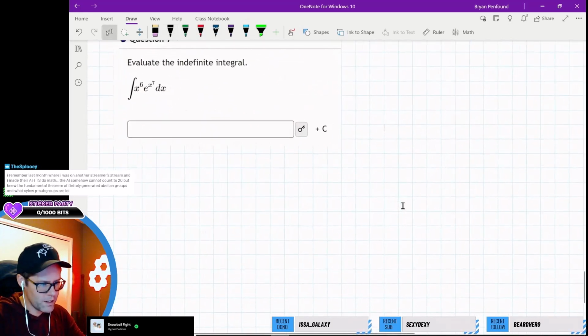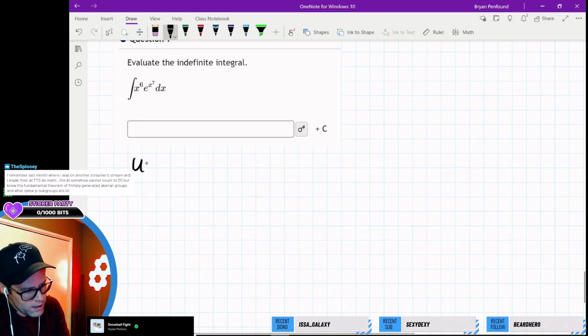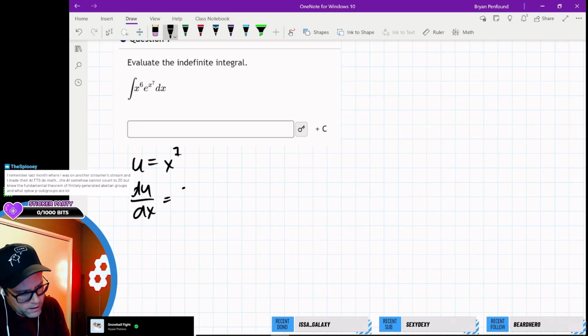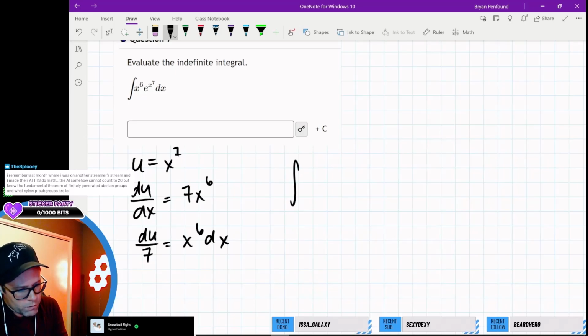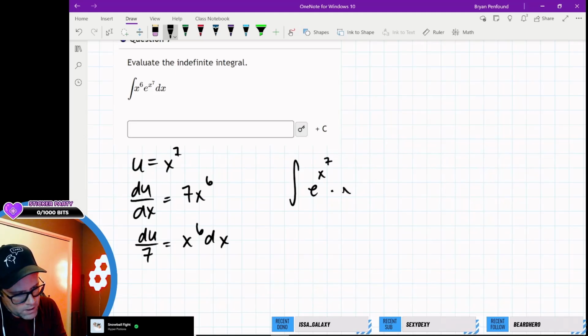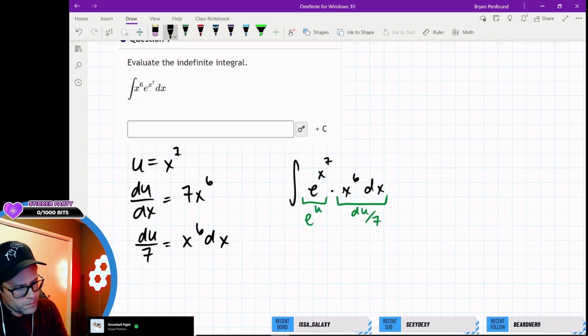Evaluate the indefinite integral. Let's take u equal to x to the 7 so that du dx is 7x to the 6. I see x to the 6 there, so let's do a little swap. We'll go du over 7 is equal to x to the 6 dx. Now, we're going to rewrite our integral as e to the x to the 7 times x to the 6 dx. This is our du over 7. And this becomes e to the u.